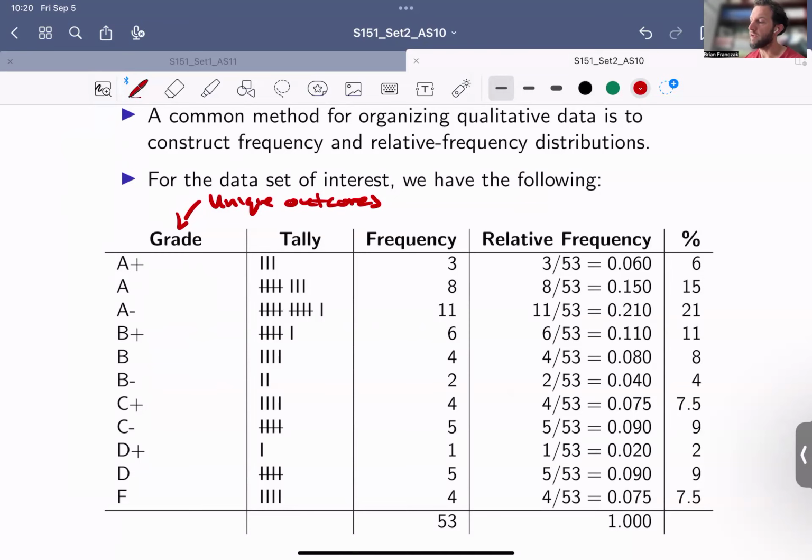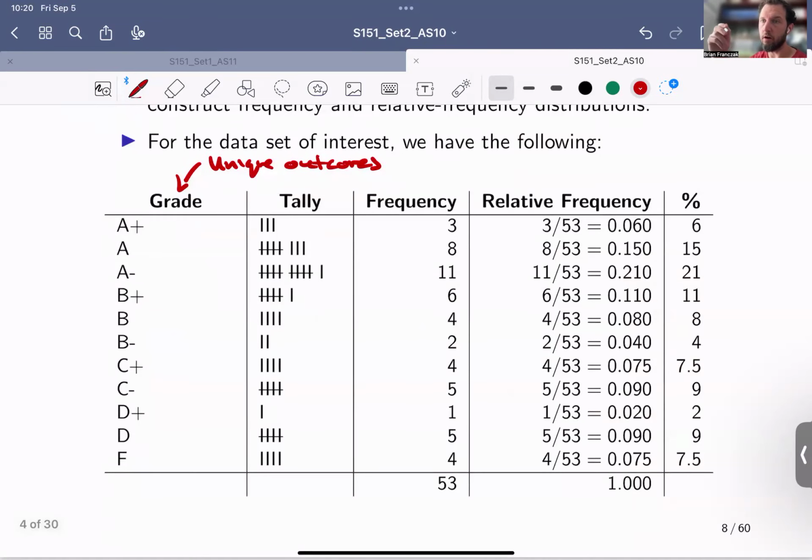Now, you'll notice here that I have a tally column, which is a literal column where I have counted individually each of the occurrences. You don't have to do this. The frequency distribution is simply the count, right? So frequency and count are interchangeable in this context. So for example, I have 3 A pluses in the dataset, 8 A's, 11 A minuses, 6 B pluses, 4 B's, etc. So the frequency distribution is a distribution of counts. How many times did each of the occurrences appear in the dataset?